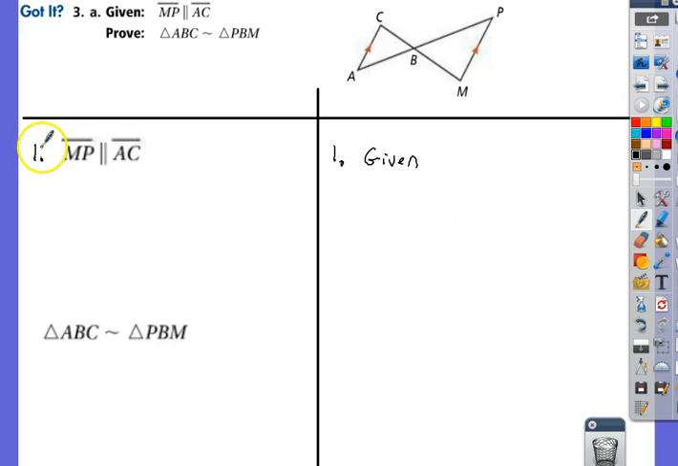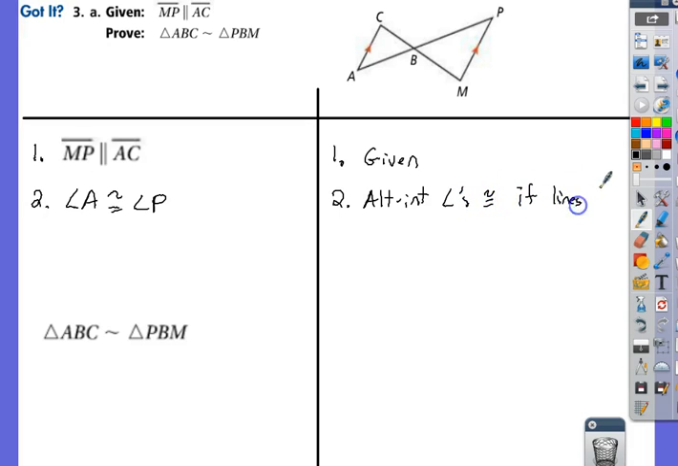All right, so first thing I'm going to do is put the given down. So, do you remember anything about parallel lines? Yeah. The opposite angles are congruent. No, not opposite, close. Corresponding. Corresponding angles will be congruent when two parallel lines are cut by a transversal. What else? Alternate. Yeah, so angle A is congruent to angle P because alternate interior angles are congruent if lines are parallel.